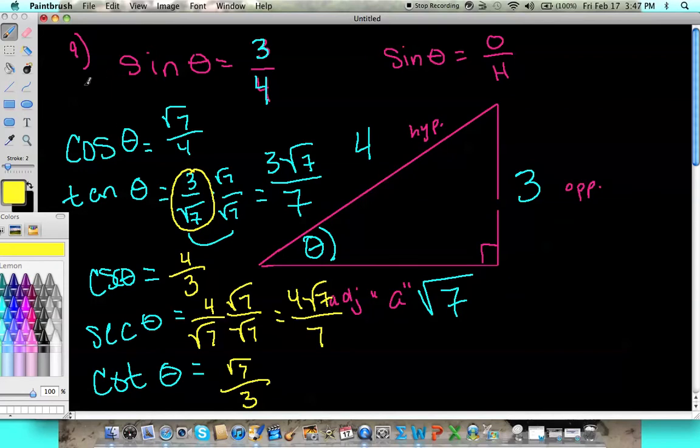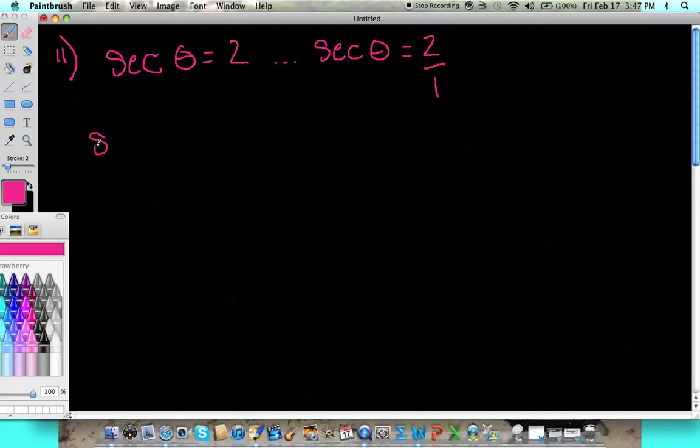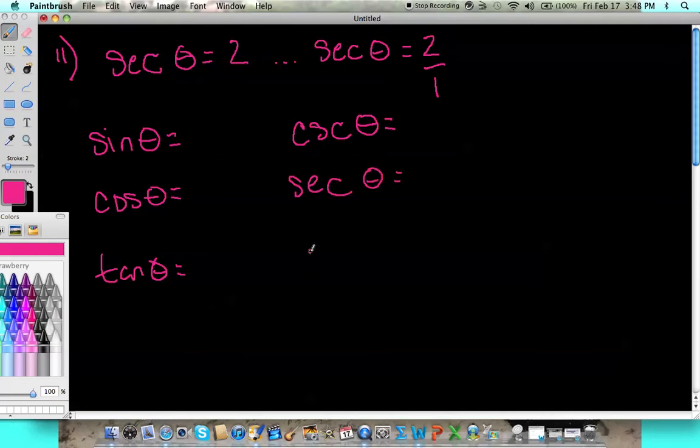All right. In my next problem that I was given, they told me that the secant of theta is equal to 2. Okay, well, I know that 2 is 2 over 1. I don't usually use secant that much, but I do know that secant is the reciprocal of cosine. So here, I'll set this up. I've got the sine of theta, the cosine of theta, the tangent, and then the cosecant, the secant, and the cotangent. So if I know that the secant is 2 over 1, then my cosine must be 1 over 2, and I like that a lot better.